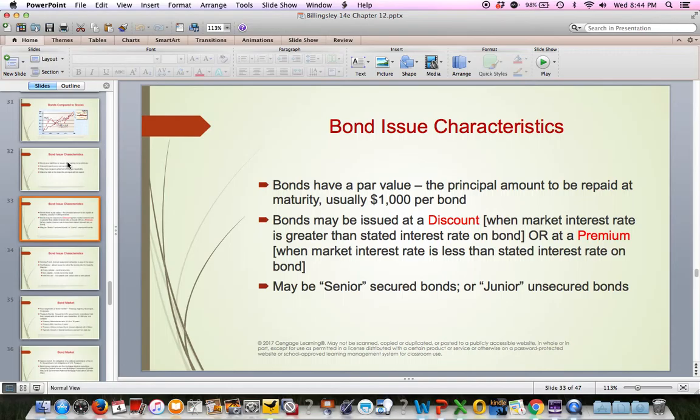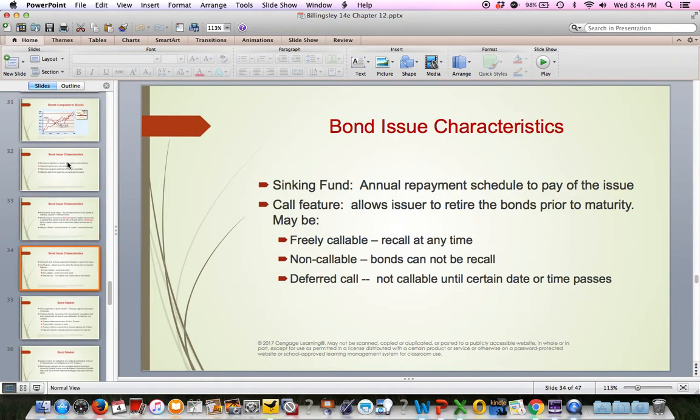Bonds can either be a senior secured bond, which is secured by some asset. So if the company goes bankrupt, there are assets set aside to pay for those bonds, so they don't have much risk. Or a junior bond, which is not secured by any specific asset. It's just backed by the good faith of the company that issued it. So clearly that would have more risk in it.